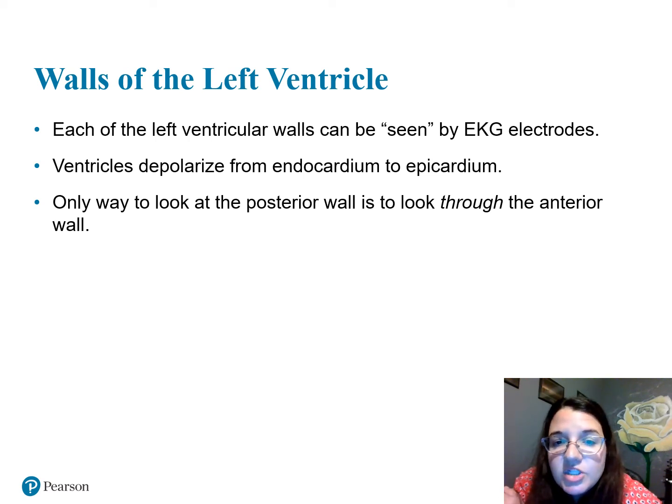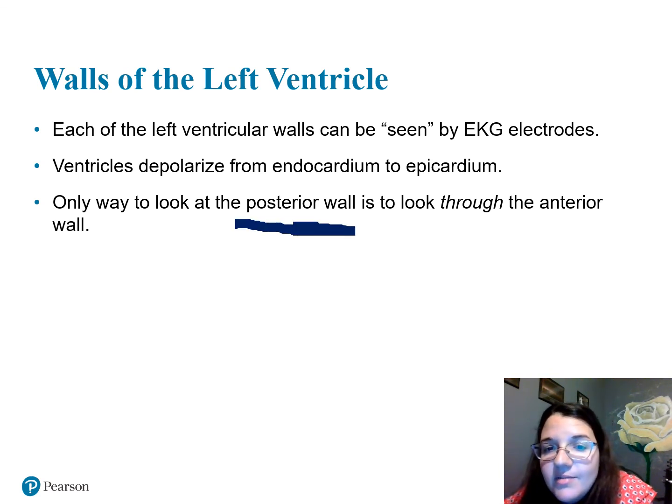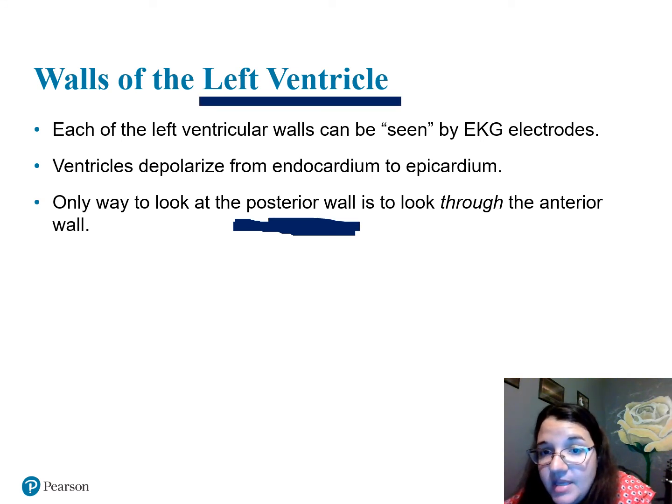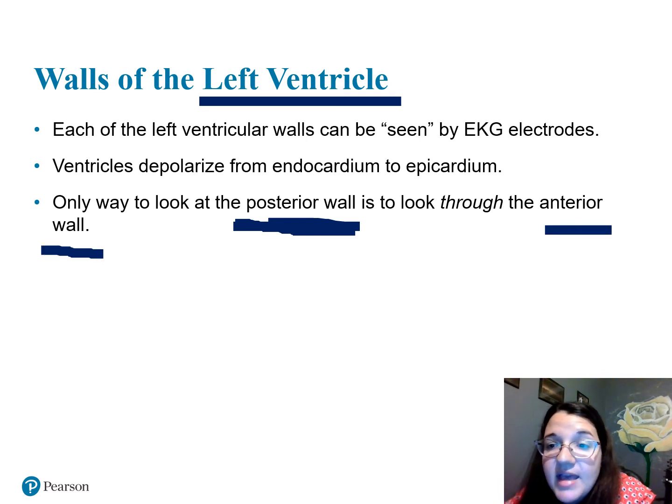The only way to look at the posterior wall is through your anterior wall. This is a test question on your national certification. So the only way to look at the posterior wall, meaning the back wall of your left ventricle, is to look through the anterior wall. So we're going to have to look through that anterior electrode, the frontal electrodes.